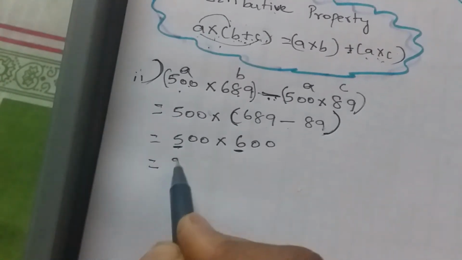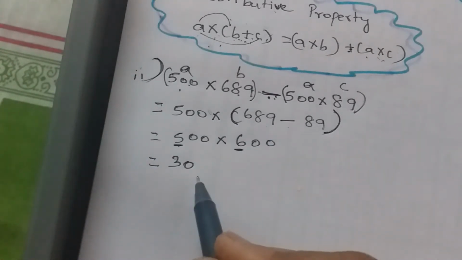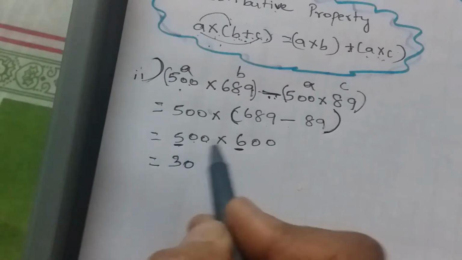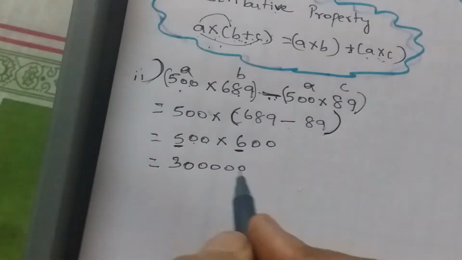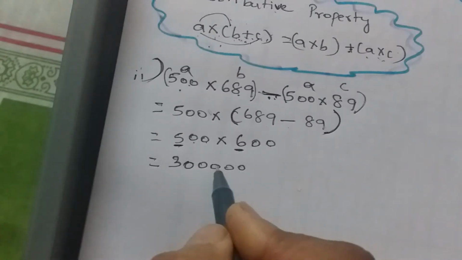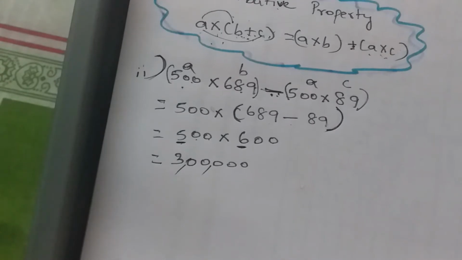5 sixes are 30. Then what to do with the zeros? Just count and write the same number of zeros. 1, 2, 3, 4. Multiplication is over. Now put the commas. Ones, tens, hundreds, comma, thousand, 10,000, comma, lakhs. What's your answer? Yes, it is 3 lakhs.